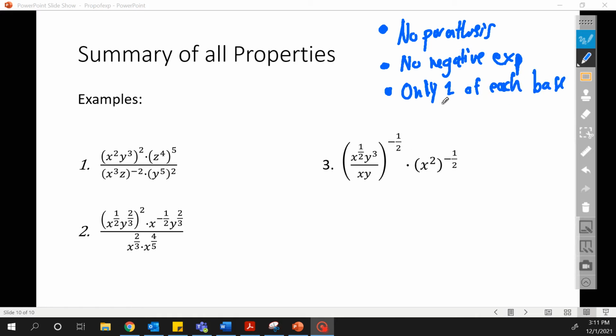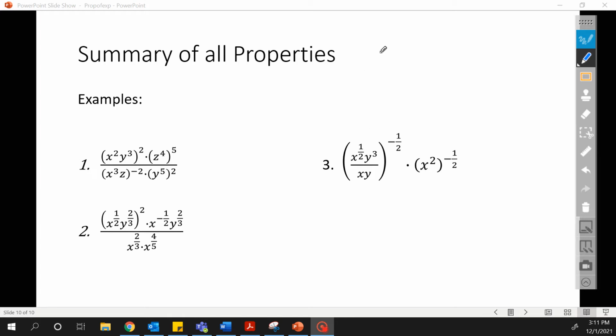Okay, so a lot of these you can tell that they're not simplified yet because they have parentheses, they have negative exponents, and for example, number 1, it has multiple of each base. Like it has an x in the numerator, and it has an x in the denominator. That's 2 of the x base. You should only see x once. You should only see y once. You should only see z once, okay? So we need to simplify this so that we only see them once.